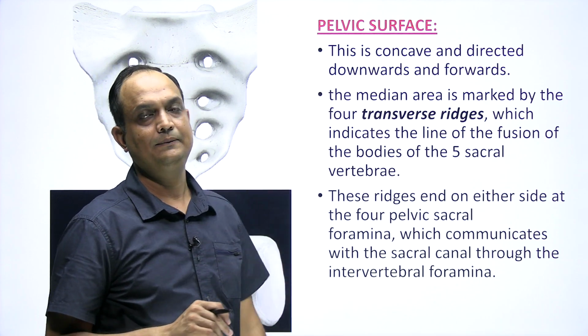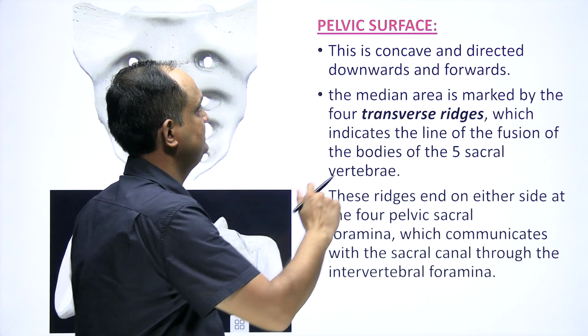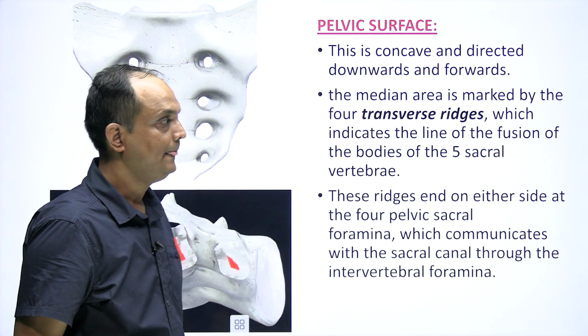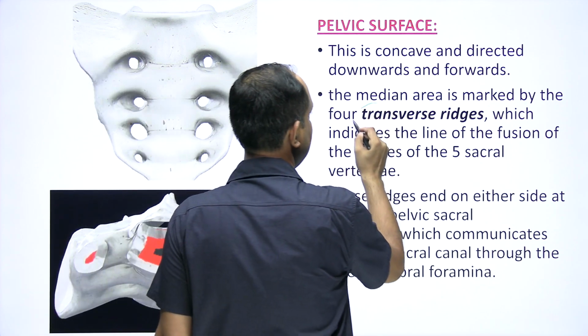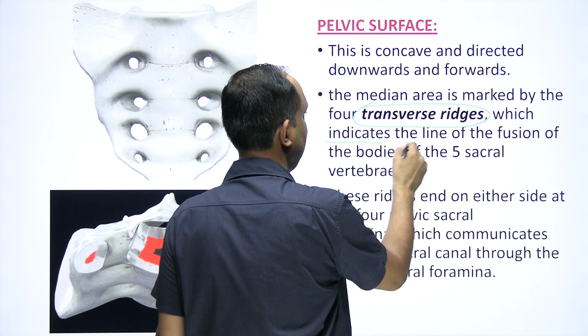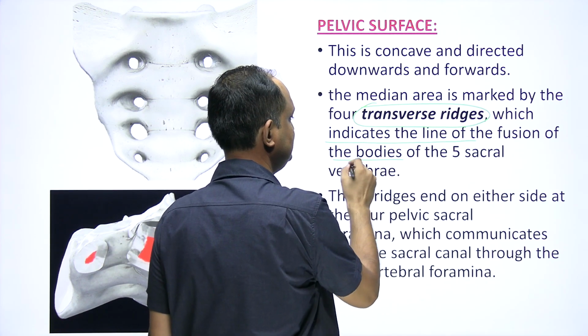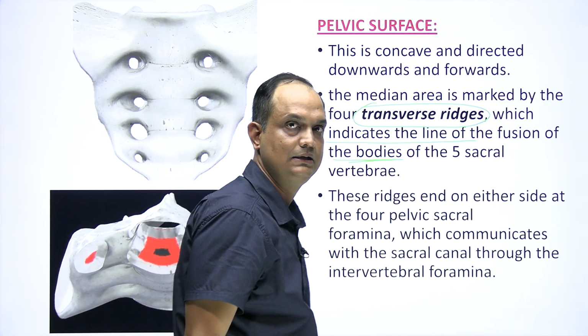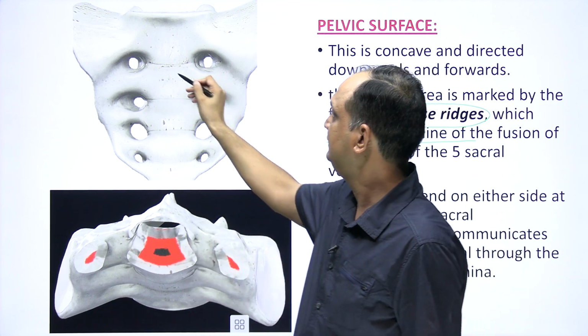Now, what about the pelvic surface of the sacrum? We have seen that the pelvic surface is concave, directed downwards and forwards. Apart from that, the pelvic surface has transverse ridges, and these transverse ridges indicate the lines of fusion of adjacent sacral vertebrae. Here you can see that these are the lines.